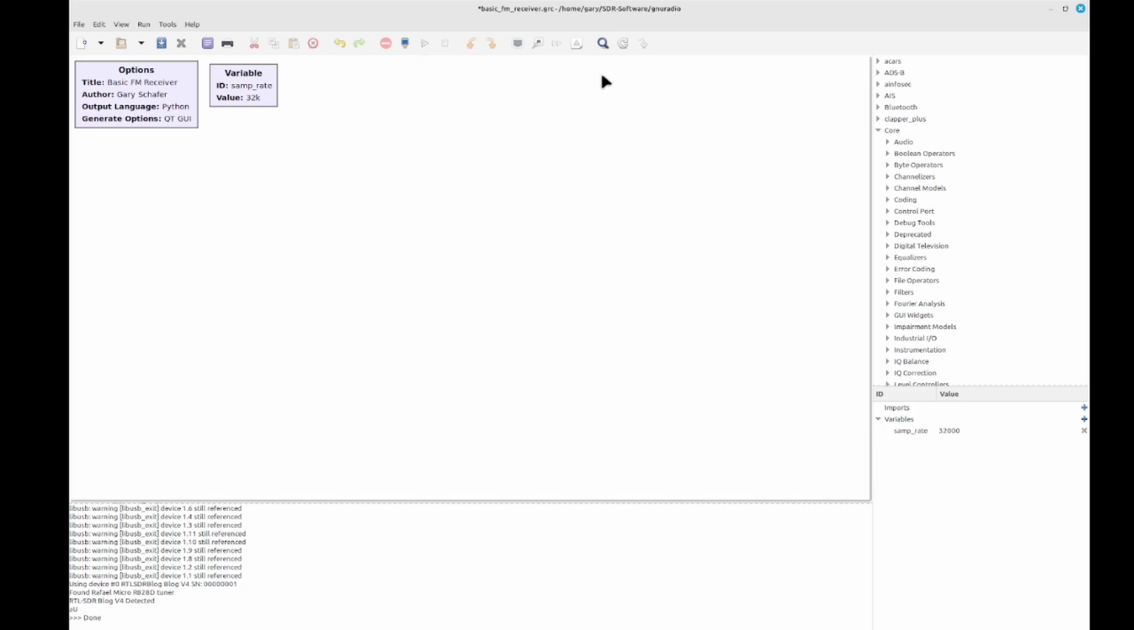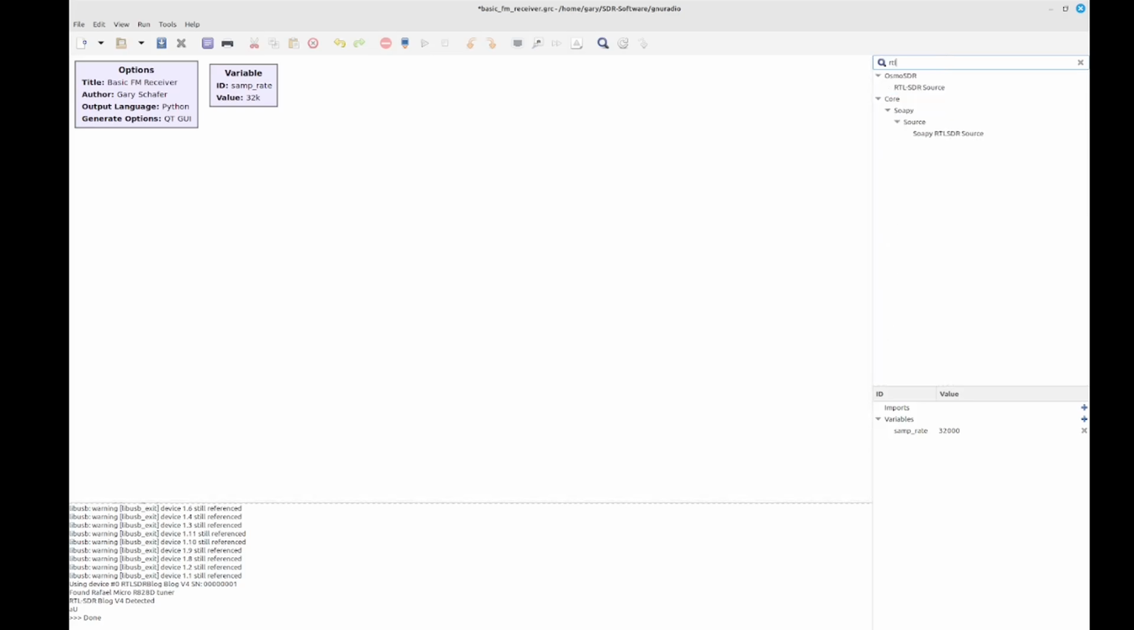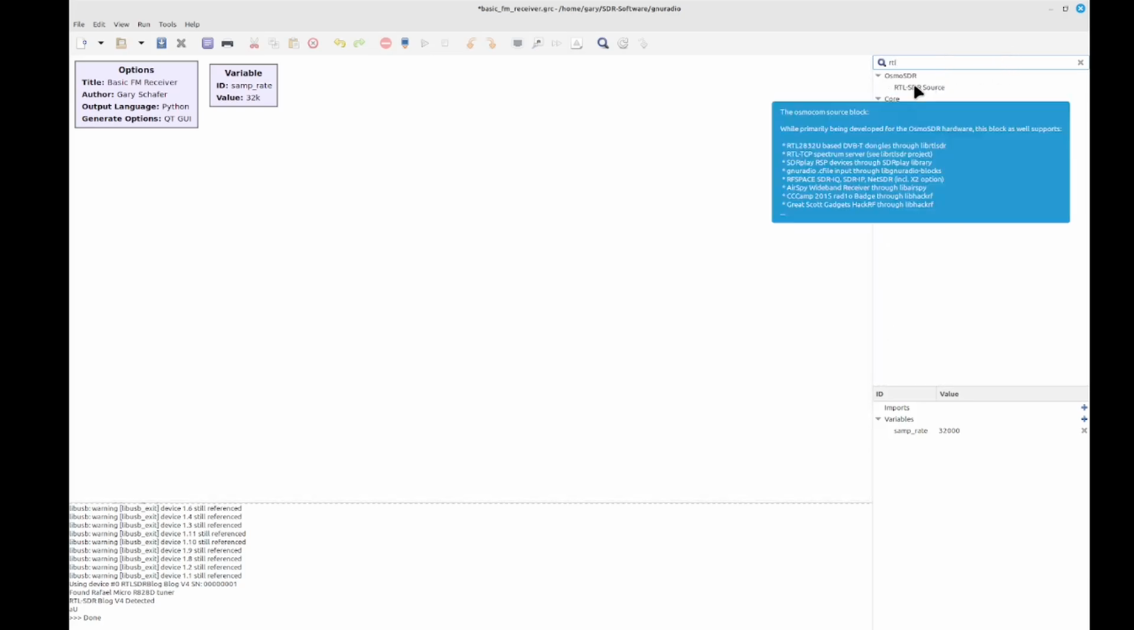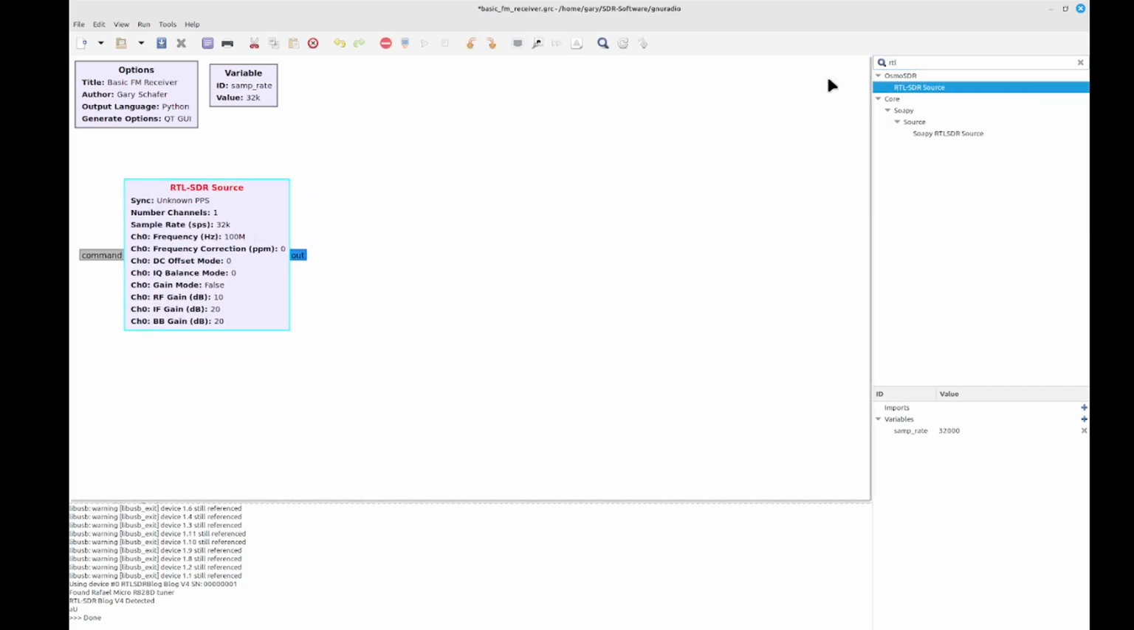First component that I'm going to add, I'm going to go ahead and hit the little magnifying glass to open up my little search block, and I'm going to type in RTL. And for this one, I'm going to add in the Osmocom RTL-SDR source. And I actually have the option of that or the SoapySDR. I prefer the Osmocom source. It gives you a little bit more flexibility.